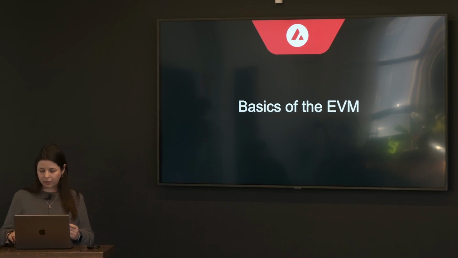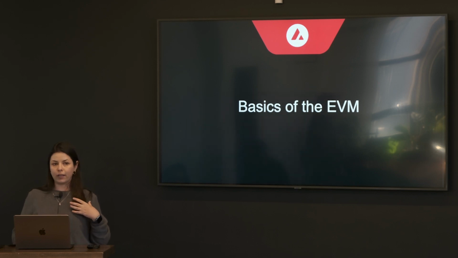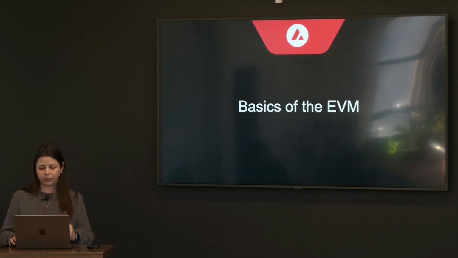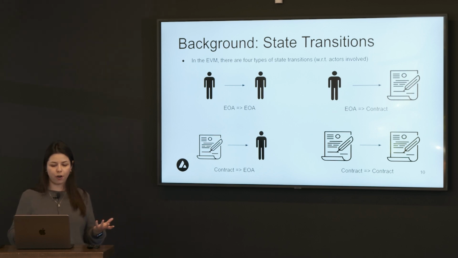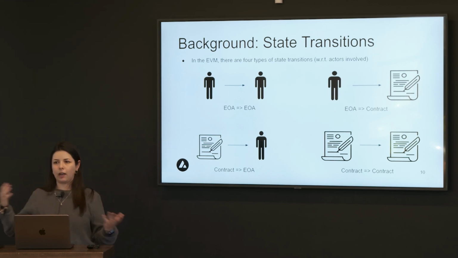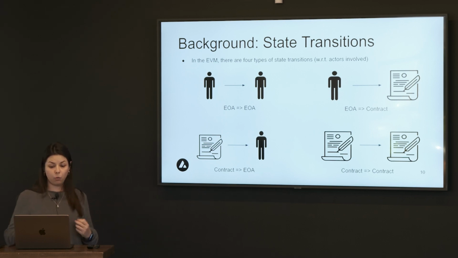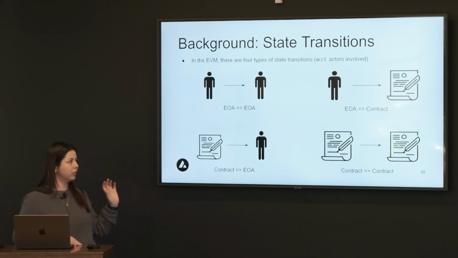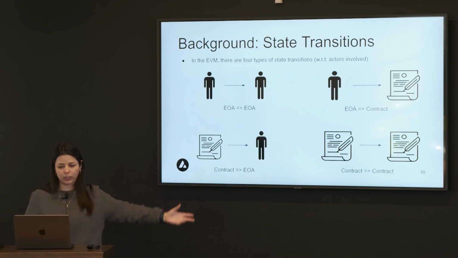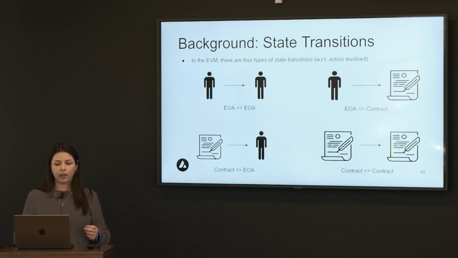The thing is, we will see what kind of use cases and what kind of features you can enable by modifying the virtual machine. So when we think about the EVM, we have different kinds of state transitions that we can perform. We can have an externally owned account, which means a normal personal wallet, that interacts with another externally owned account. We can also have interactions with contracts, and contracts with contracts. Right now, because we will be focusing on the EVM itself and the precompiles, we're going to be focusing on the contract side.